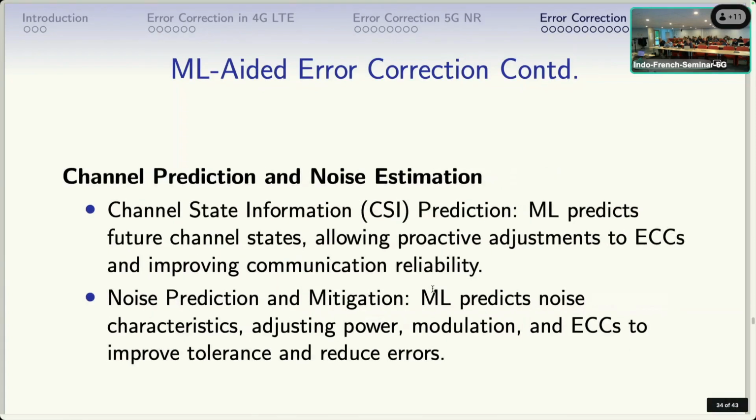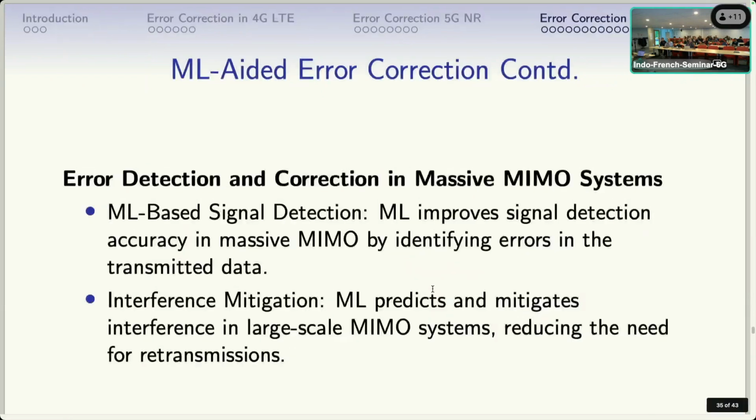Of course, a very expected thing is channel prediction and noise estimation in ML-aided communication. It will predict the noise and its characteristics, and hence the performance can be improved. Another aspect is that in massive MIMO systems, it will provide improved signal detection and interference mitigation between antennas and so on. So these are all expected in an ML-aided communication.